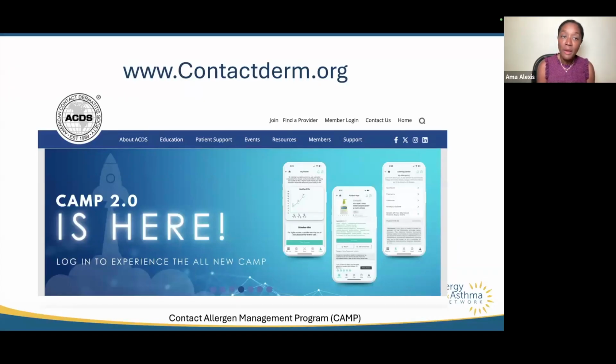This is from the American Contact Dermatitis Society. They have this really fantastic database. It's called the Contact Allergen Management Program, or CAMP for short, which they recently overhauled. It's now CAMP 2.0 with a really user-friendly interface. Your allergist or dermatologist has to be part of the American Contact Dermatitis Society to be able to access this, but they have these fantastic handouts that talk about what you're allergic to, what are different names for that allergen, and where you can find it.